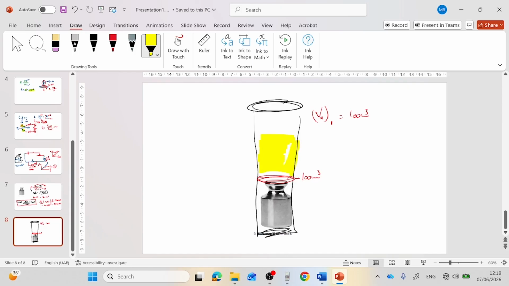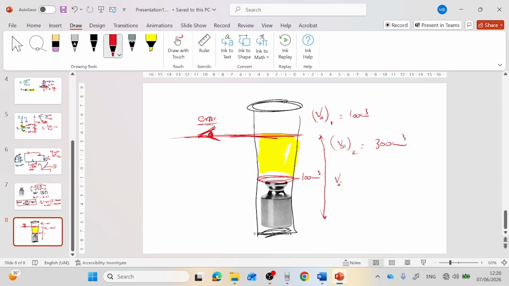So you will take the second reading, but be careful. For the way of taking the number, you should see the reading in the plane of vision to avoid error, to minimize error. Okay. So this is the second volume. This is volume 2. And this is the volume of this object and the water. For example, it is 300 cubic centimeter.